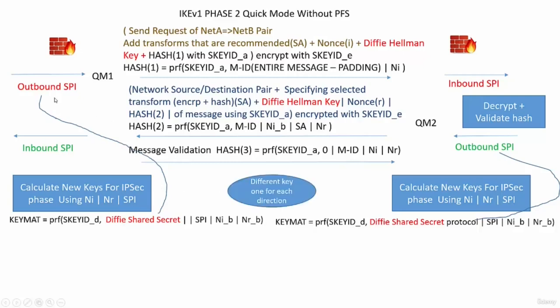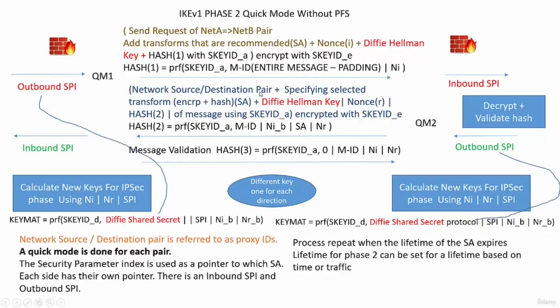You will have different keys on each side, one SPI from A to B, and the other SPI from B to A, in the opposite direction. So, having the SPI in the calculation would cause each direction to have a different set of keys. The rest of the formula is the same as the nonce initiator and nonce responder are the same. The process of regenerating the keys happens in the same manner as the process without PFS.